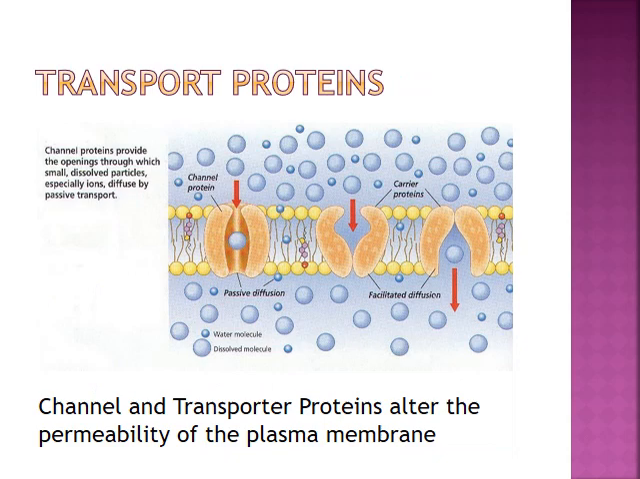Now, most solutes, as we know, cannot get across the membrane all by themselves. They need help. What will help them across are transport proteins. These alter the permeability of the plasma membrane. They make it so that more individual molecules can get through.